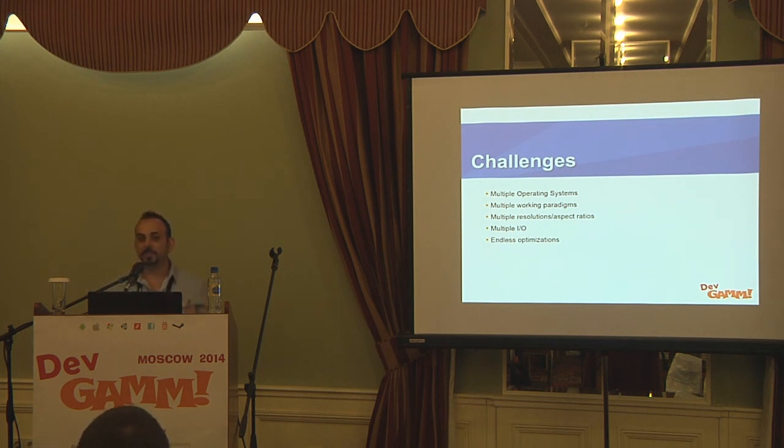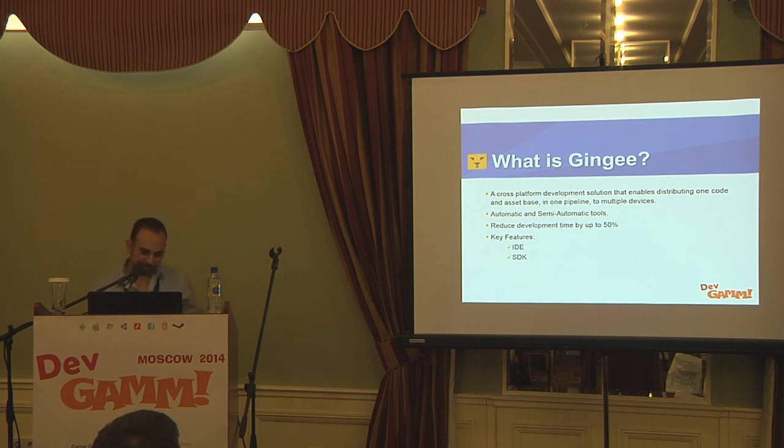So the problem is that most of the cross-platform solutions out there give you a language that can compile to all the devices, which is nice, but this is not the entire problem. The entire problem is the 11,000 Android devices and a few iOS devices that you still need to create. When you use cross-platform tools, you still need to create versions for the iPads or the tablets and the phones and for various resolutions. So what is Gingee?